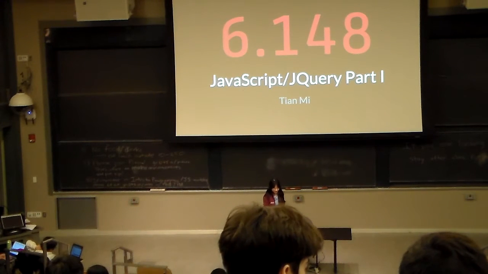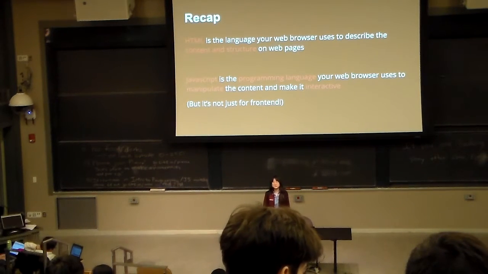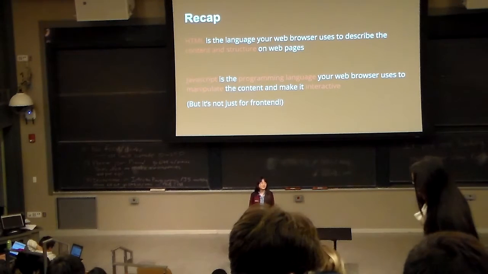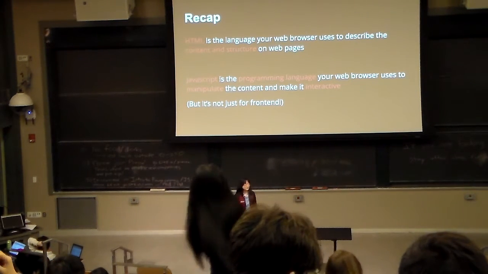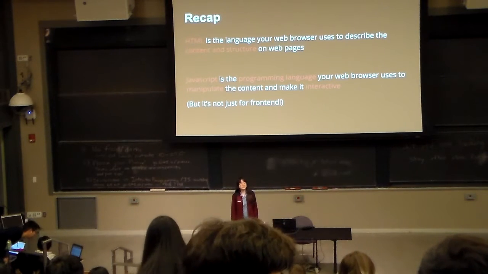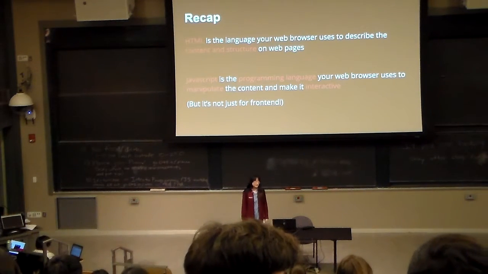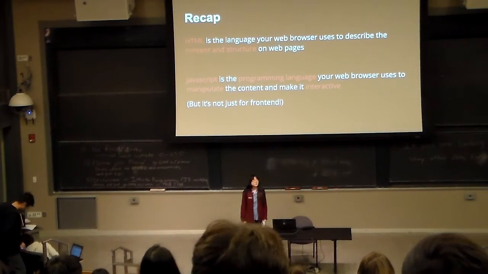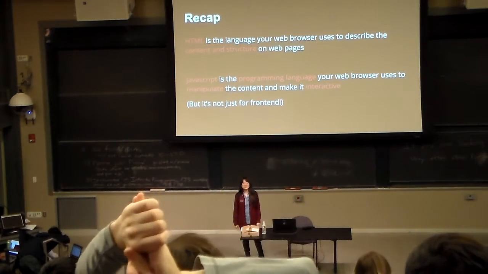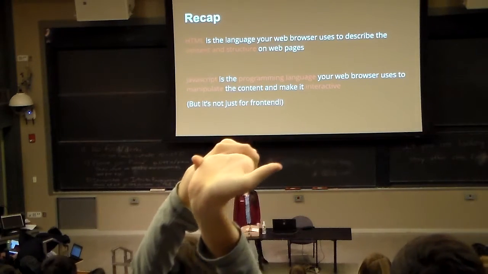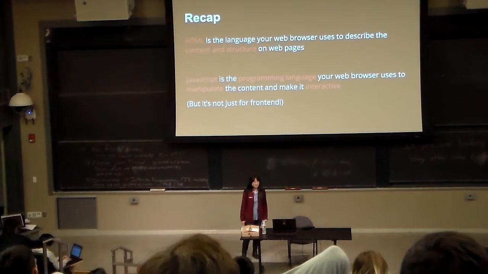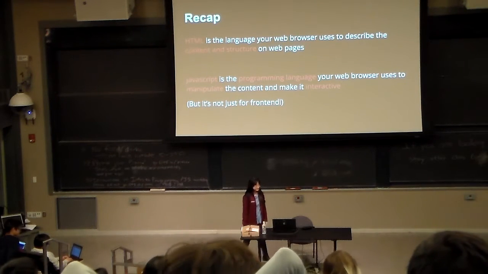So now we're going to be talking about JavaScript and jQuery. Just as a recap, HTML is the language that your browser uses to define the content and structure of your page. JavaScript is the language you use to manipulate the content and make it interactive. But JavaScript is an actual programming language, unlike HTML and CSS. It's not just used for the front end, even though it was originally designed for that. We'll also be using it in the back end during our Node lectures.